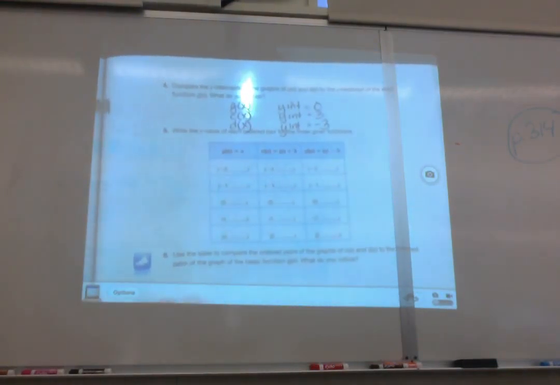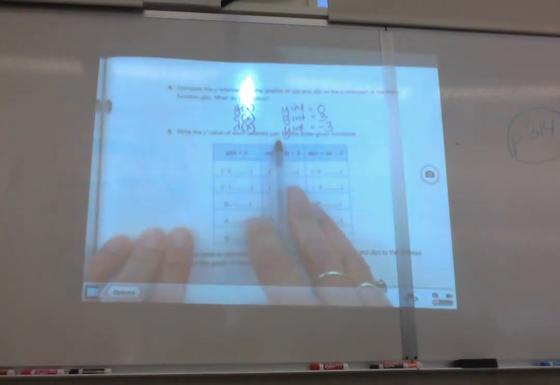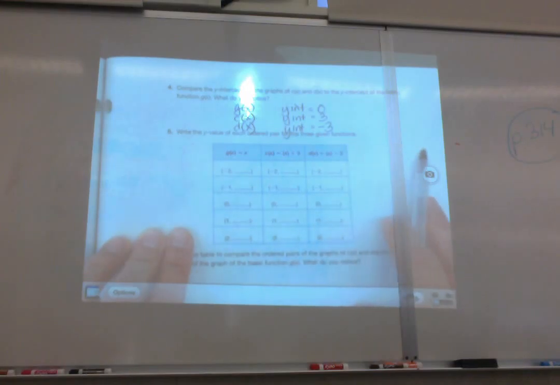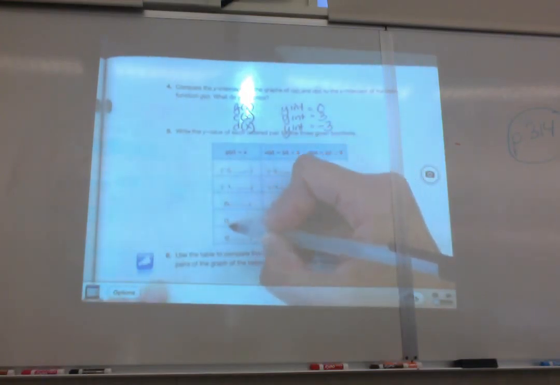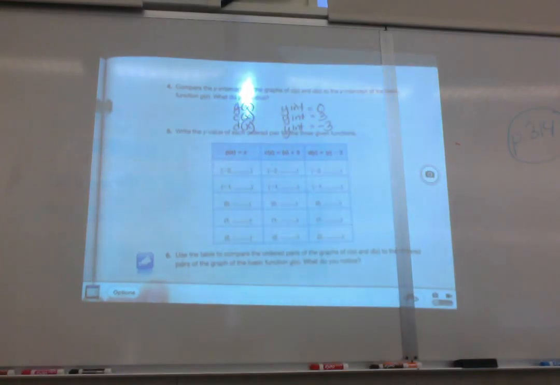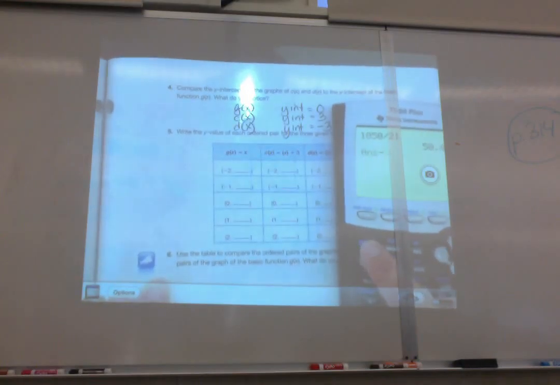Let's see what they're asking us to do now. Write the y values of each ordered pair for these given functions. Okay. Minus 2, minus 1, 0, 1, 2. I think we can do this in a table. All right. Let's go table set. We already have the functions in y equals, so I'm going to go second, table set.